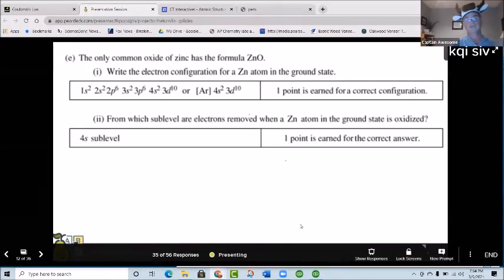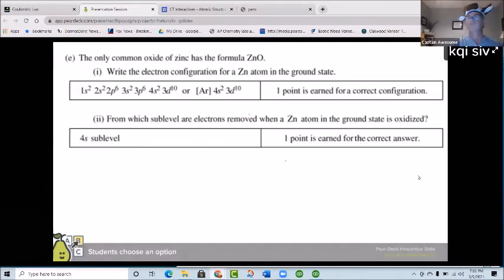Now, I asked y'all to answer a question here, and the question basically said, how many points did you get for this or anything like that? Springville, Caitlin, if you wrote 4s2, you would get the point. Yes, because you're saying 4s. You're totally good.